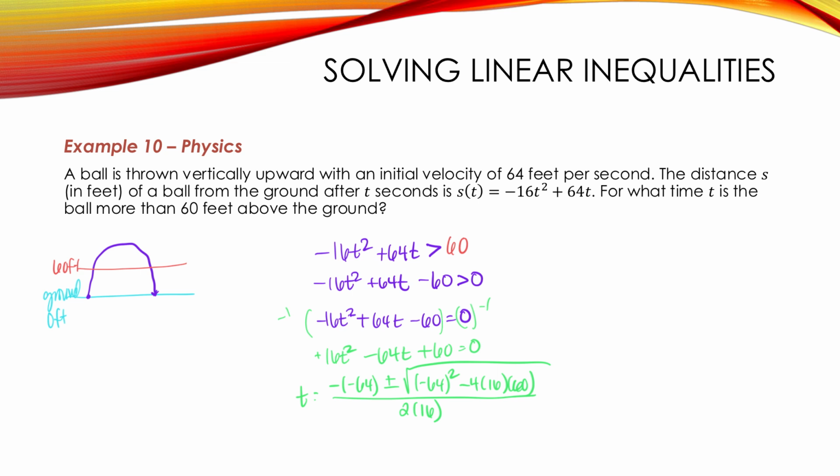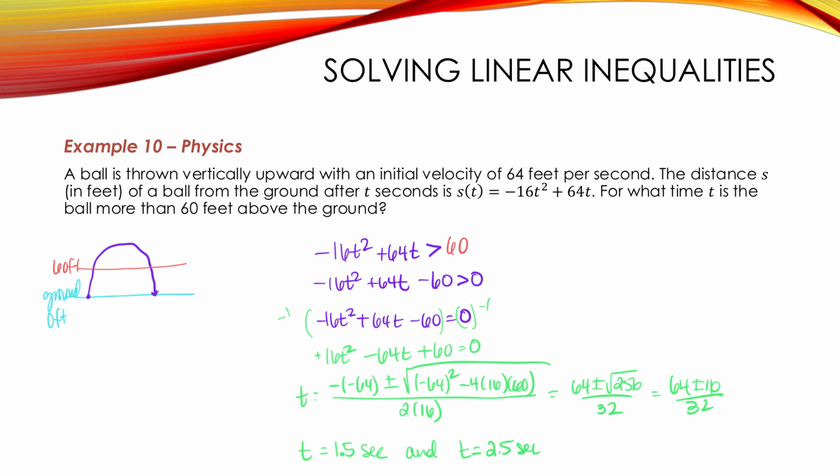And if we were to figure out what's under the square root, that's going to be 16 squared, which is 256. So we end up with 64 plus or minus the square root of 256 all over 32, which is 64 plus or minus 16 all over 32. And if we solve for each one of those, we get t is 1.5 seconds and t is 2.5 seconds.